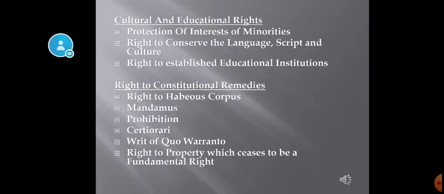The second point describes the right to establish educational institutions. Minorities have the right to establish and administer educational institutions of their choice. In granting aid to institutions, the state shall not discriminate against any institution on the ground that it is run by a minority, but the state can issue guidelines for ensuring the security of the services of the teachers or other employees of the institution.